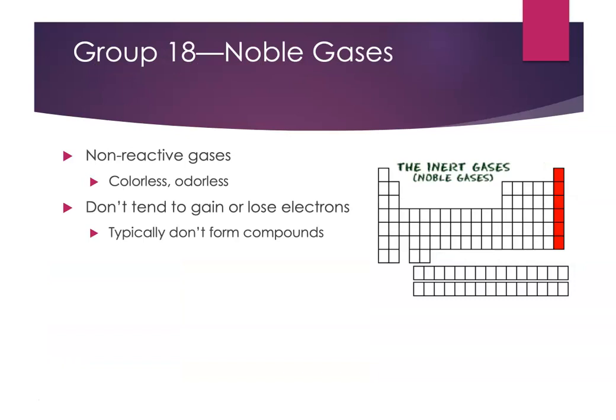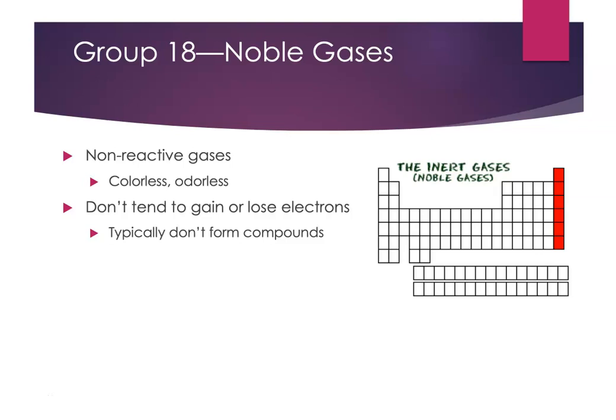All right, finally, we're going to talk about the group 18 elements, which are referred to as the noble gases. When I was in school, they were still called the inert gases. It was thought they did not make compounds at all. They're non-reactive. They're colorless and odorless gases, and they don't tend to form ions at all. They always stay as neutral atoms. They really don't form compounds.